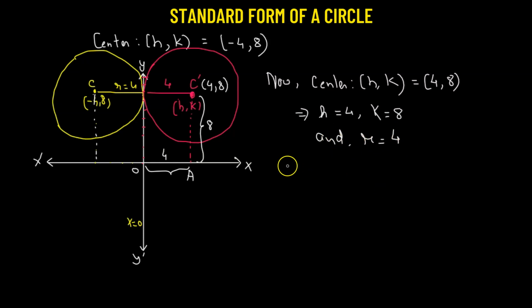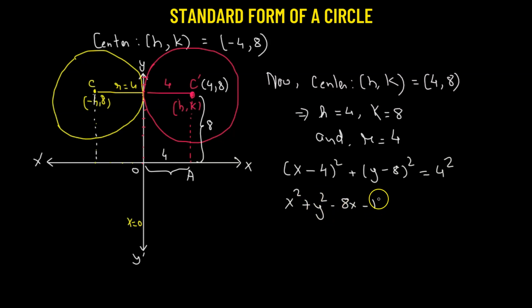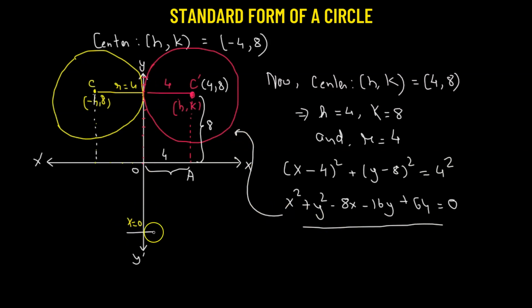Now we can find out the equation of the circle, which is going to be x minus h whole square plus y minus 8 whole square, that's equal to the radius of the circle, that is 4 square. So we can further simplify this to get x squared plus y squared minus 8x minus 16y plus 64 equals 0. So this is going to be the equation of the reflected circle, which is reflected about the y-axis, or the line x equals 0.